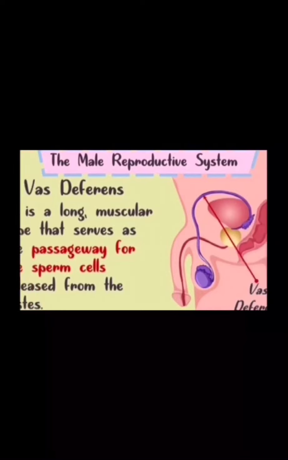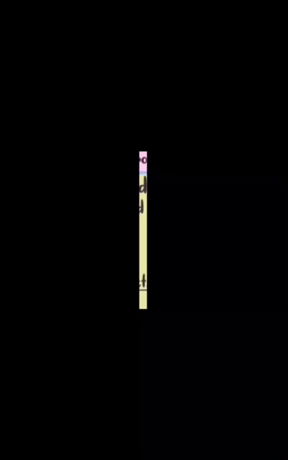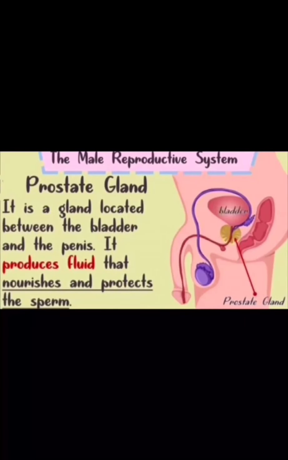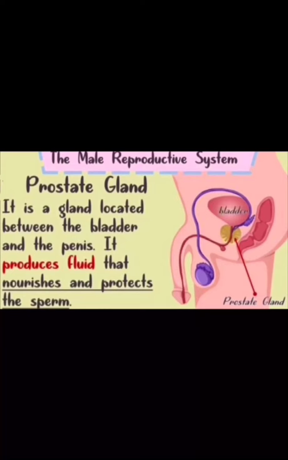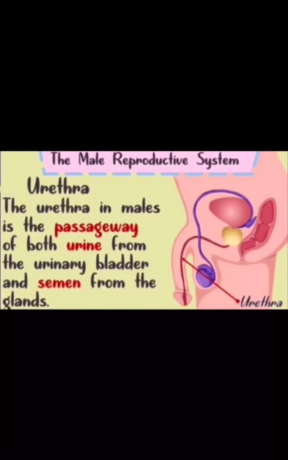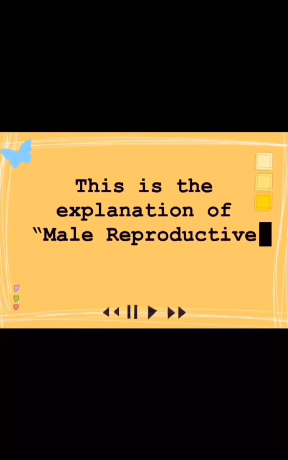Vas deferens. It is a long, muscular tube that serves as the passageway for the sperm cells released from the testes. Prostate gland. It is a gland located between the bladder and the penis. It produces fluid that nourishes and protects the sperm. Urethra. The urethra in males is the passageway of both urine from the urinary bladder and semen from the glands. This is the explanation of the male reproductive system.